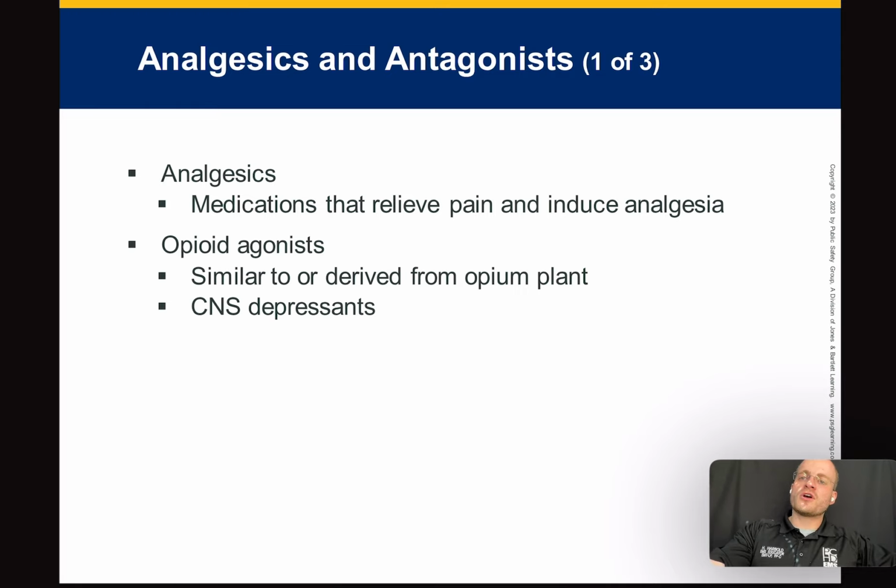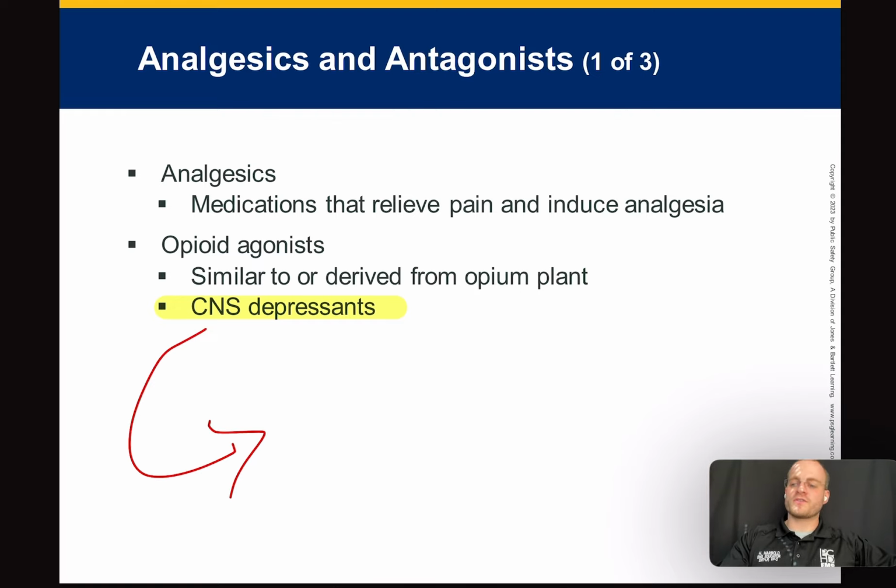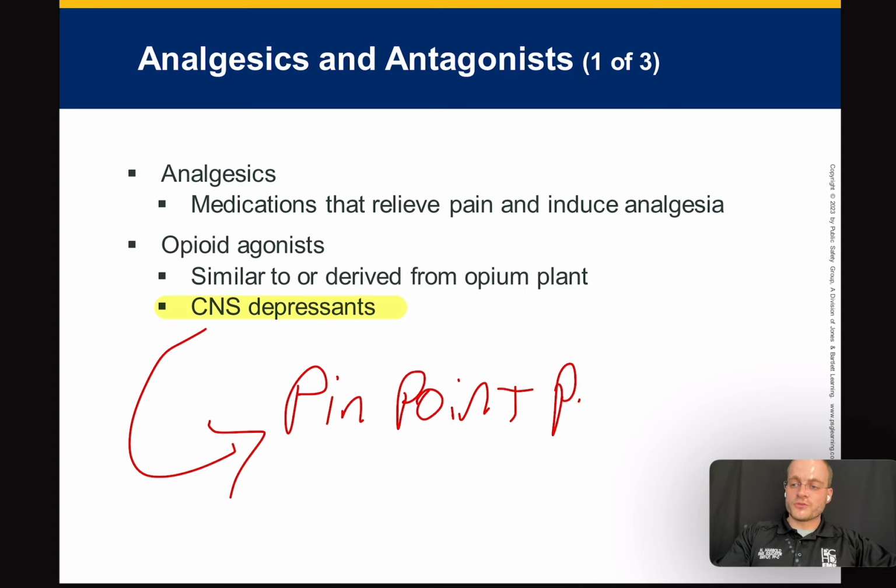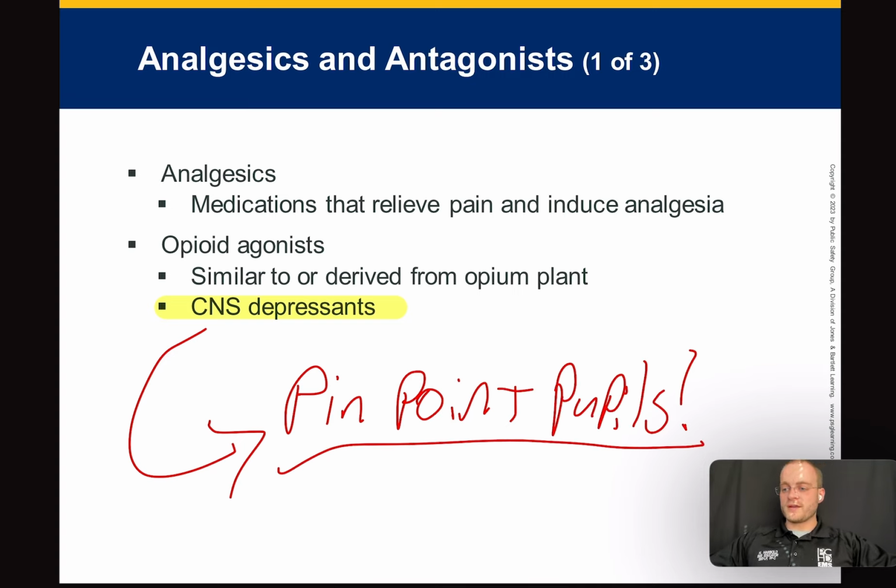Now, a good thing to know is these are CNS depressants. So you heard it here, folks. What are the signs of an opioid overdose? Okay, the first one we know is they stop breathing, or they so depress the central nervous system that they'll have a decreased respiratory rate, and then also they will have pinpoint pupils. Very important that you know that.